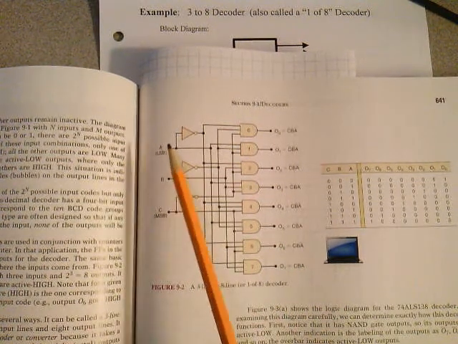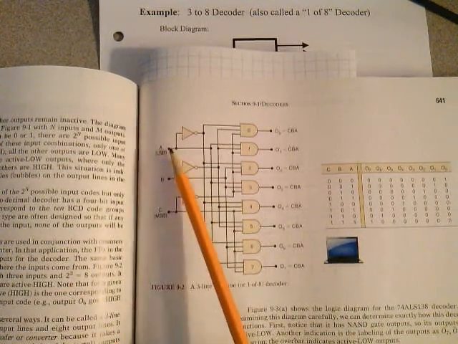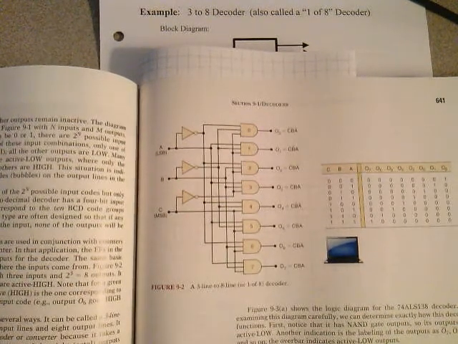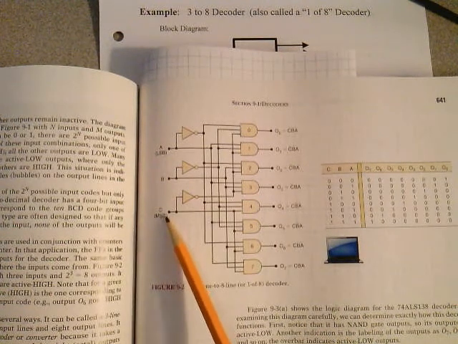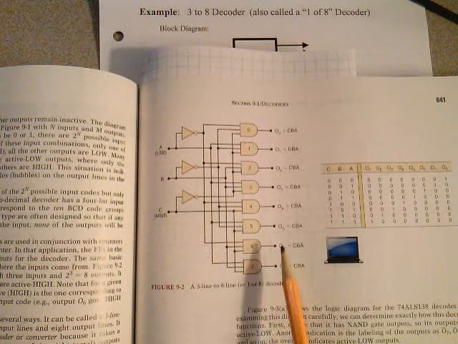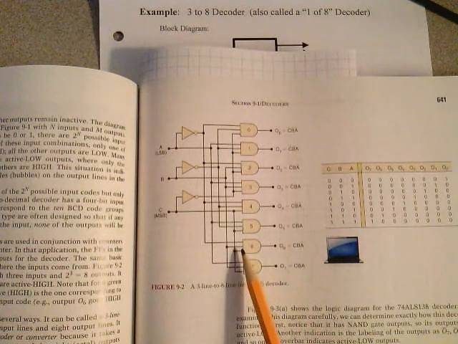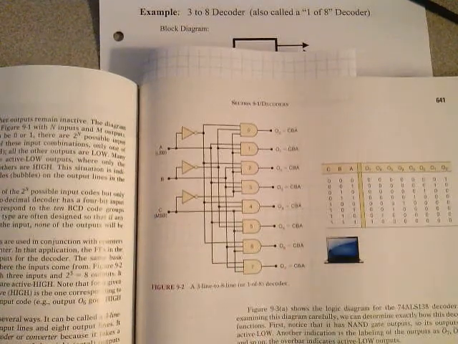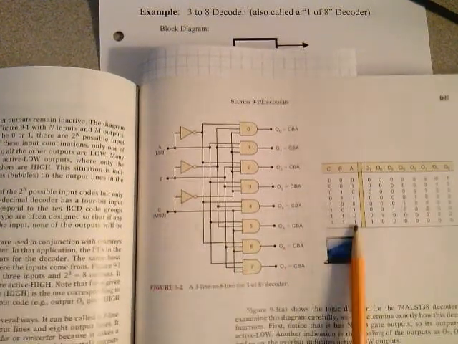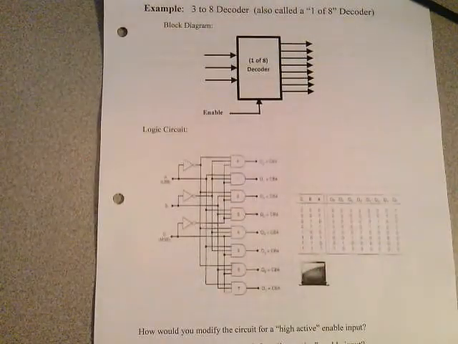Let's do one more. Let's say we have a 0, 1, 1. A 0, 1, 1 is a binary 6, with this being the most significant bit. D6 is the only one that will go active because it's the only one that's going to have a 1, 1, 1 on the input of gate 6, and you can see that from the function table. That's basically how these decoders work. We'll get to the applications in a minute.